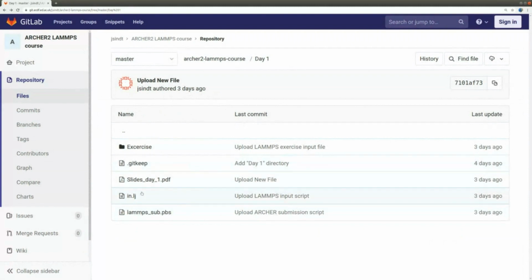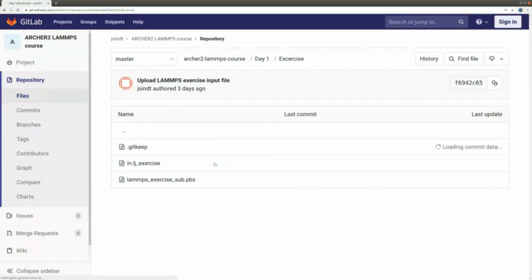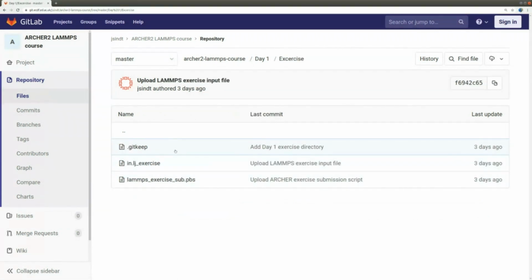It's also got the input script that we'll be using. It'll have a submission script for running these jobs on Archer, and it will also have here, at the end of this session, a small exercise that I will set for people who are interested in playing around with this between this week and next week. I will give the answer very early on next week, and you can get all of that here.